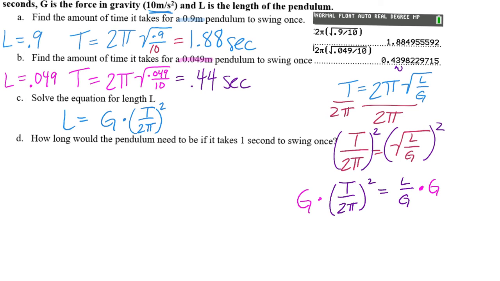How long would the pendulum need to be if it takes 1 second to swing once? So this time it's giving us 1 second, which is our T. So we know that T is going to equal 1. So it's asking us how long would the pendulum be, which is why we solved for L in part C. So we're going to plug in 1 for T. So we have L equals G, which we know is gravity, is 10, times our time, which is 1, over 2 pi all squared. So now we're going to type that in the calculator.